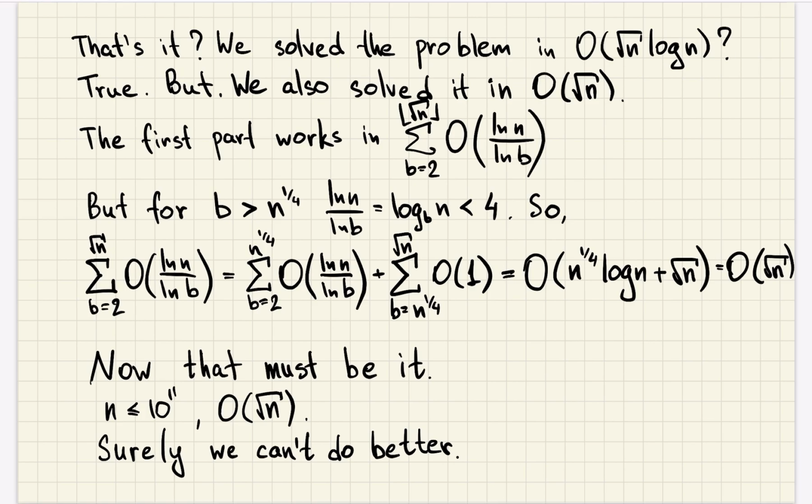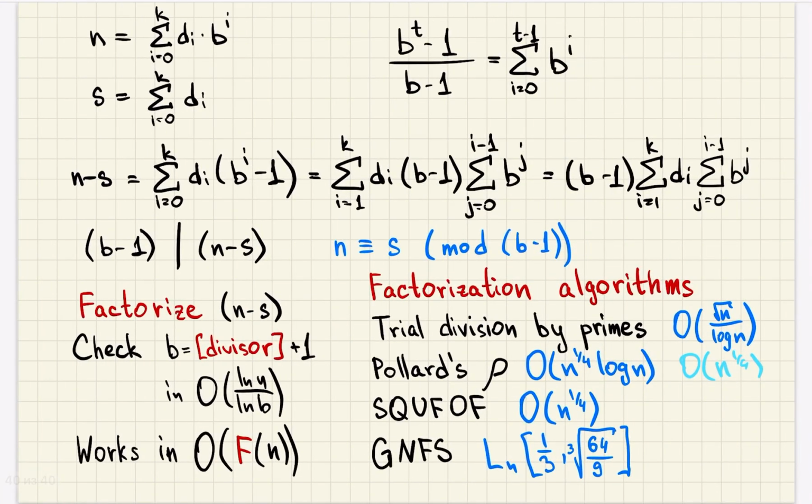Alright, now we have a solution that works in O of square root of n, and n is up to 10 to the 11th. That must be it. That must be the intended solution. Surely we cannot do better. And well, the solution from the editorial is exactly this. And they don't even mention, unlike some other problems, that you can do better. But yeah, you can. A bit better. But it is smart, I think, and it's worth mentioning.